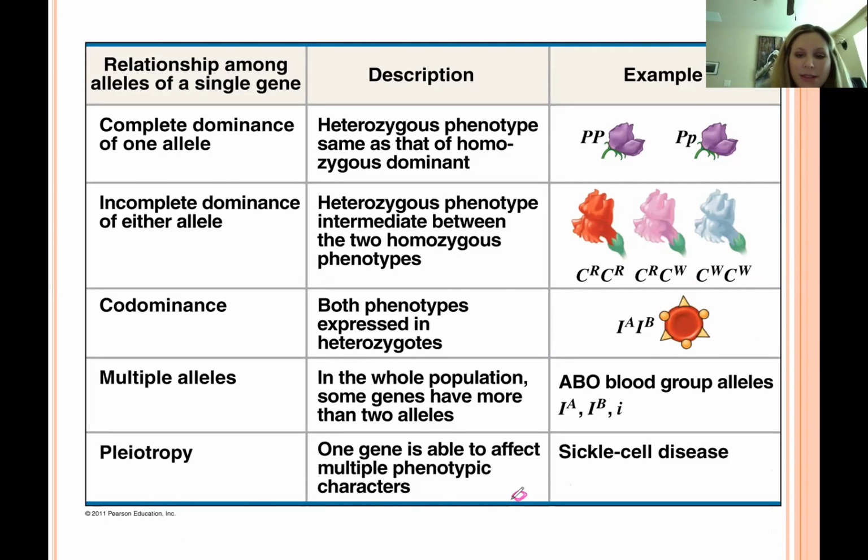Pleiotropy is one gene having multiple phenotypic effects. One gene can cause a bunch of different outcomes, like the sickle cell gene. That's one mutation that can cause multiple effects, like fatigue, blood clots, tingling and numbness in the extremities, heart issues, stuff like that. So usually anytime you see a genetic disease, that is an example of pleiotropy, because it's one gene having multiple effects on a person.